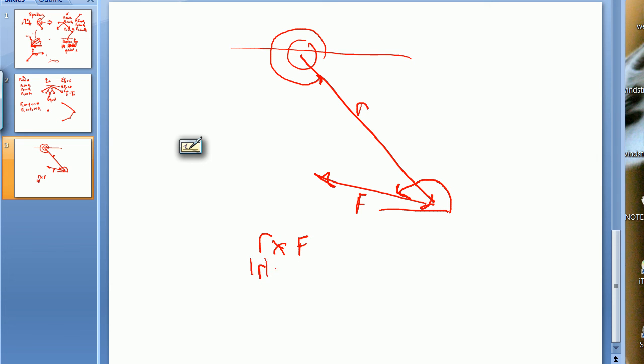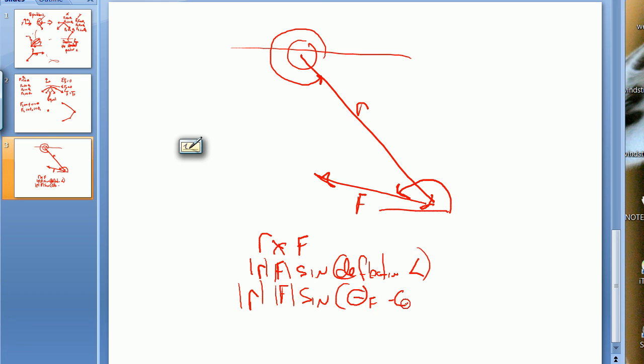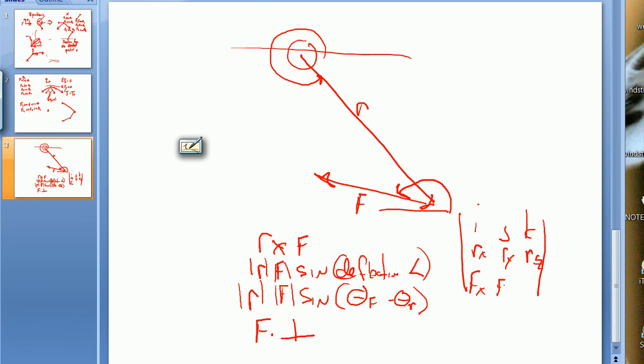It's the magnitude of R times the magnitude of F times the sine of the deflection. It is also the magnitude of R times the magnitude of F times the sine of the direction of the force minus the direction of the radial vector. It is also force times orthogonal distance. It is also the determinant of I, J, K, R in the X, R in the Y, R in the Z, F in the X, F in the Y, F in the Z. It is also equal to, if you would, that area there.